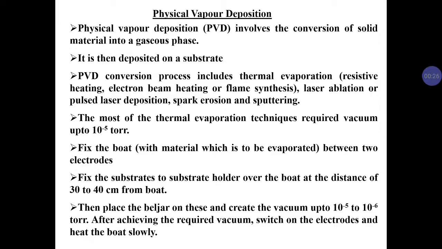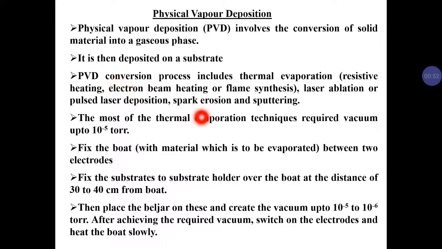So the starting material should be the same material which has to be formed as a thin film. For example, if you want to make a thin film of silicon wafer, then the starting material we take should be silicon. And like that we take the same material, which is converted to gaseous phase, and then it is deposited over a substrate.